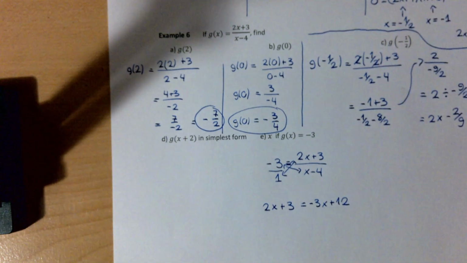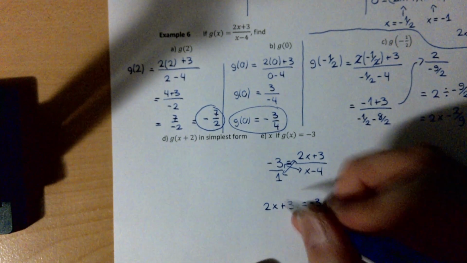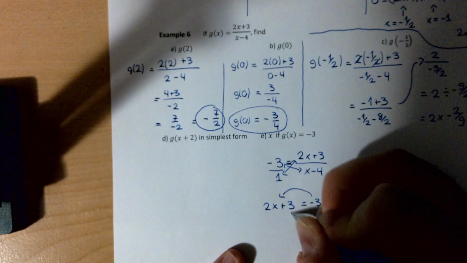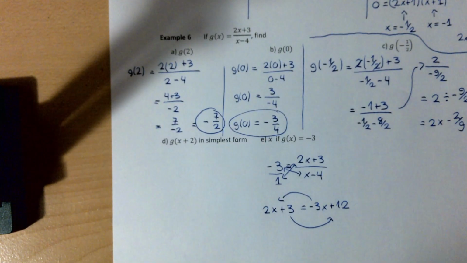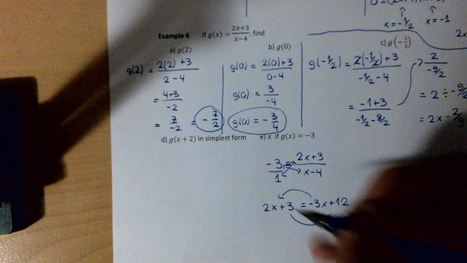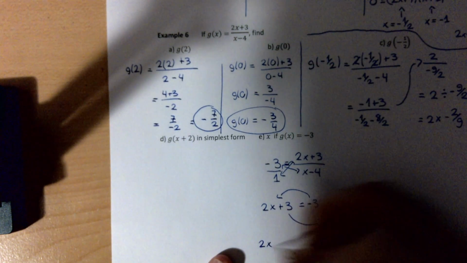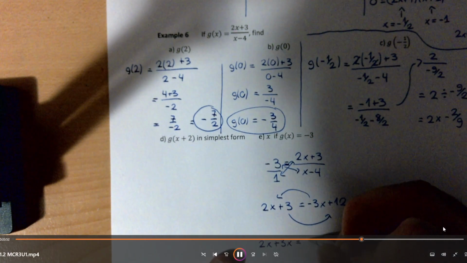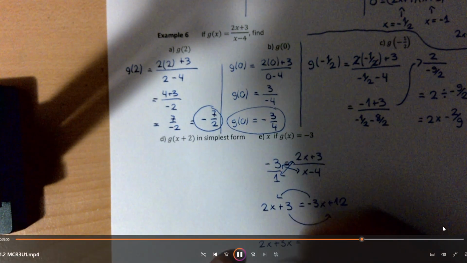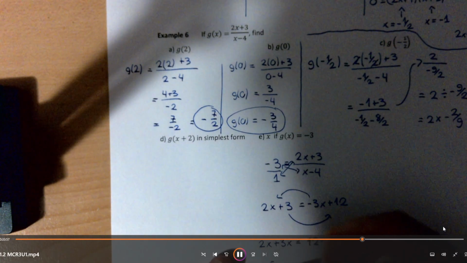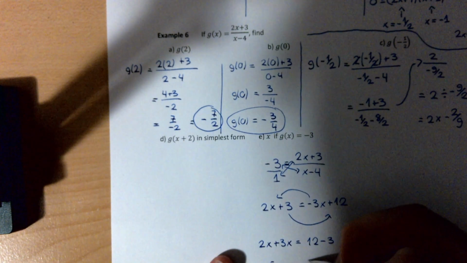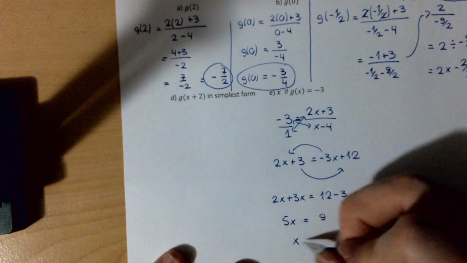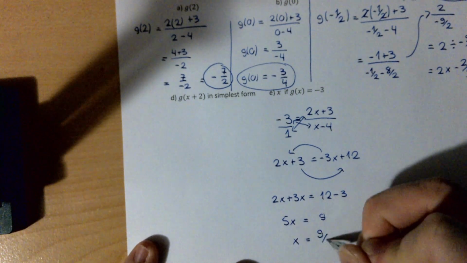And now I've just got an equation with only one variable, so I can solve. I'm going to move this over here because I want all my variables on the left, and this over here because I want all my constants or my numbers on the right. So I'm going to have 2x plus 3x is equal to 12 minus 3. So I'm going to get 5x is equal to 9. So x is equal to, oops, sorry, I just realized it went off screen. x is equal to 9 over 5.